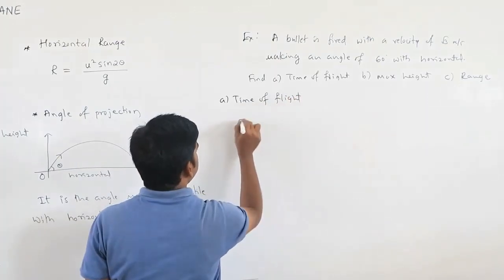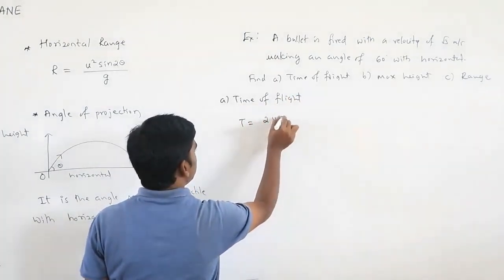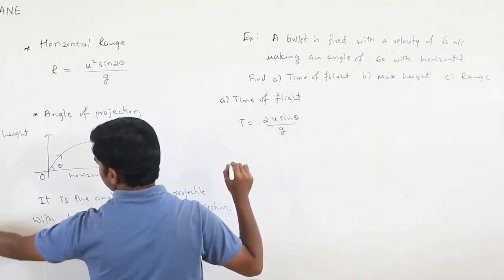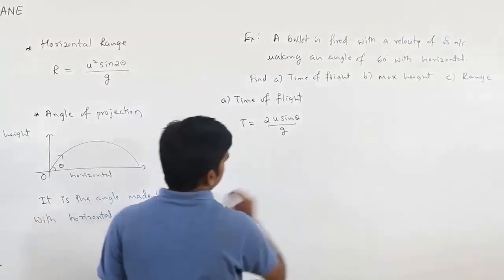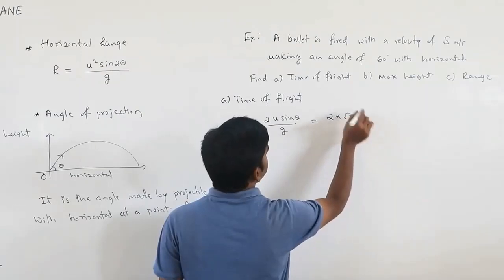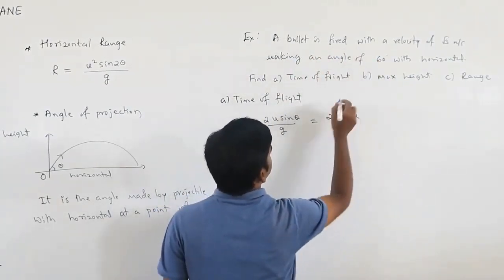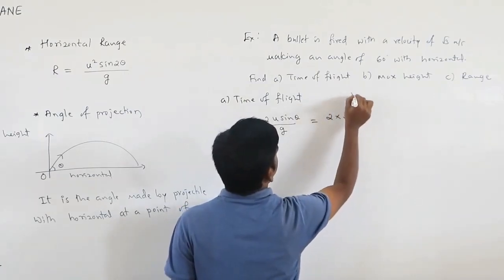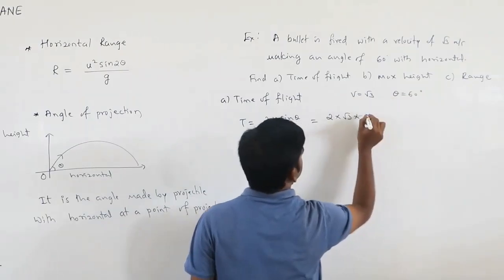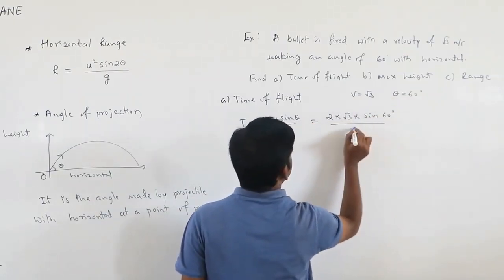So T equals to what formula we are having? We are having T equals to 2u sin theta divided by g. Here it is 2u sin theta by g. So 2 into u is what? U is root 3, they are given here. Let me write given. Velocity is root 3 and theta they are given 60 degree. Sine of 60 degree divided by g.